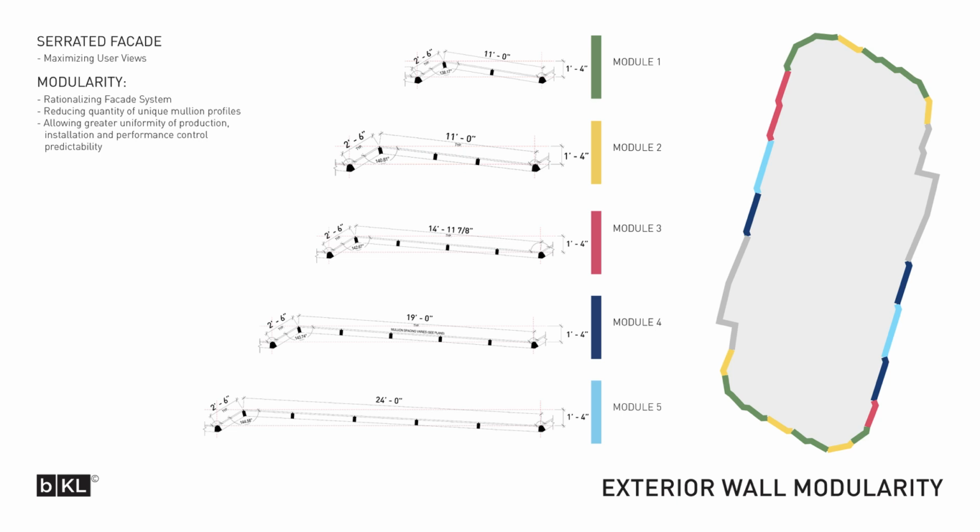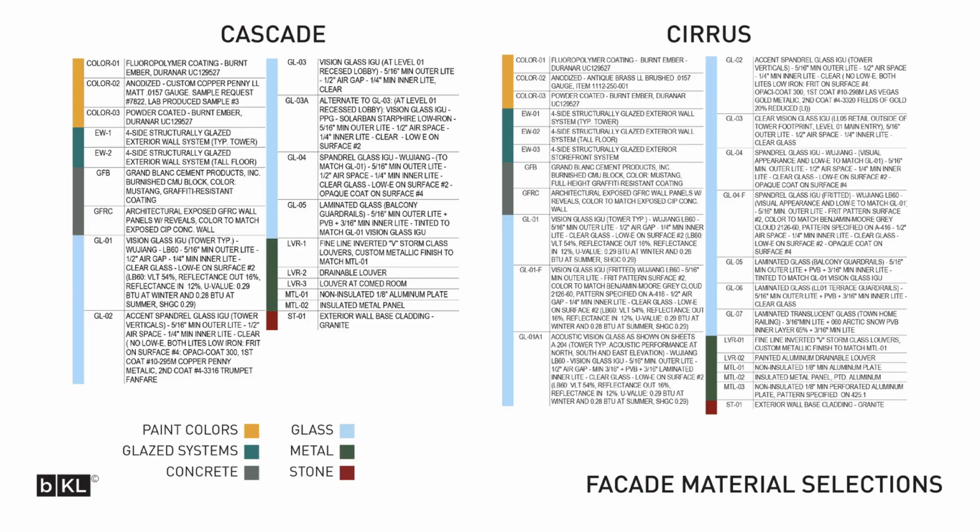through the use of modularity of different configurations to reduce the number of these unique angled profiles, which would give us better control in production of the system, installation, and weather control.